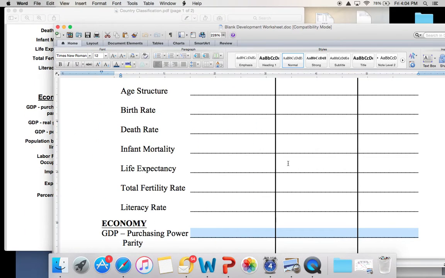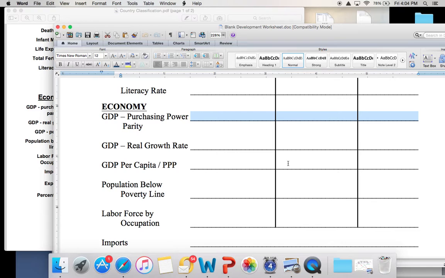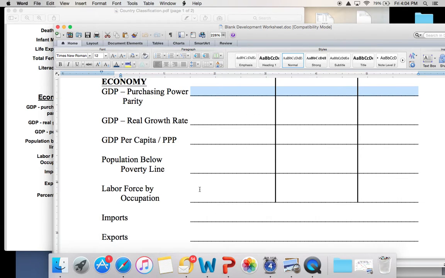The only other piece that's different here is when you look down at your economy, okay, it tells you your GDP purchasing power, your real growth, your per capita, poverty. You may not have a poverty line, population below poverty line. Not all of the countries have that listed, so you could just put NA. And then your labor force by occupation. You're going to put all of the statistics, okay? You'd put agriculture, industry, services, whatever's listed.